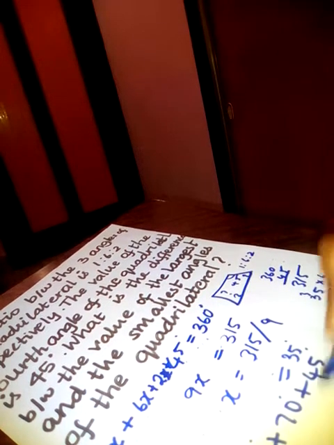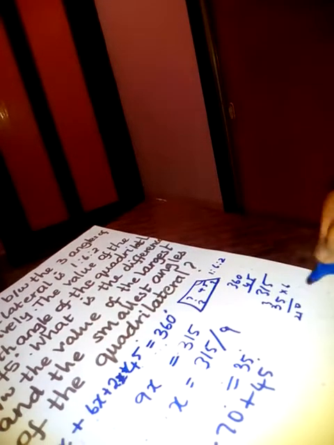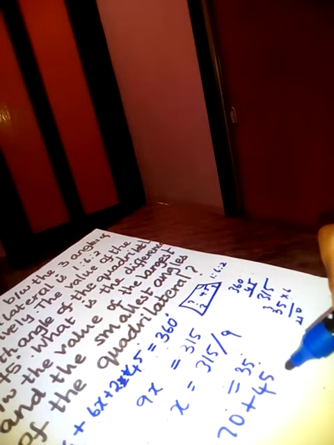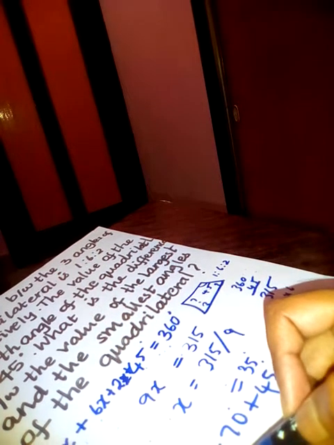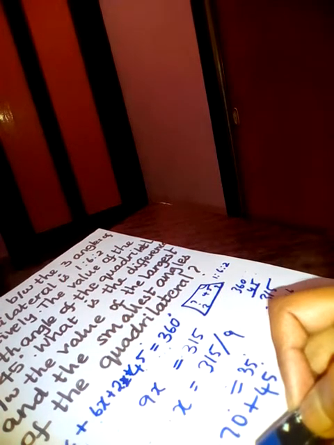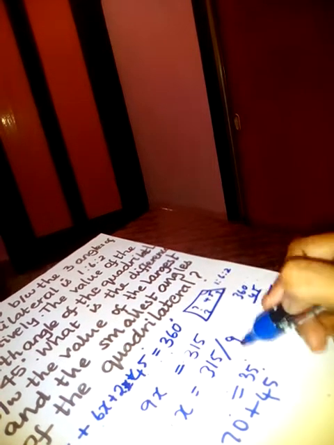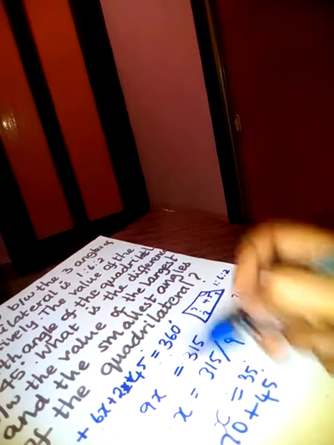On adding this it should come to 360. 35 plus 45 is 80. 80 plus 210 is 290. On adding 290 to 70 will give 360. So hence by adding this we can verify our answer. The value of x is 35.